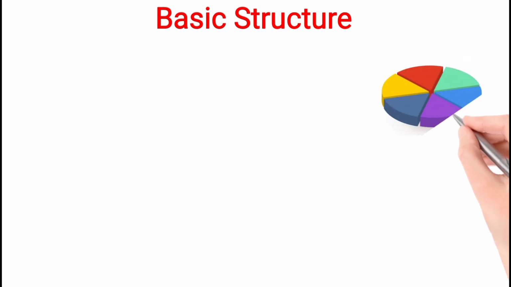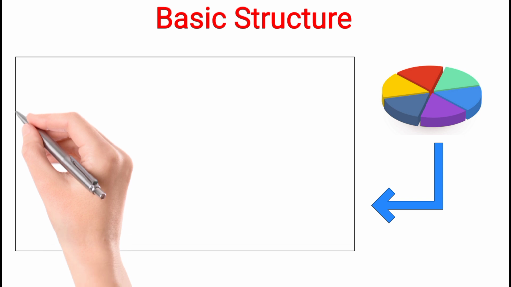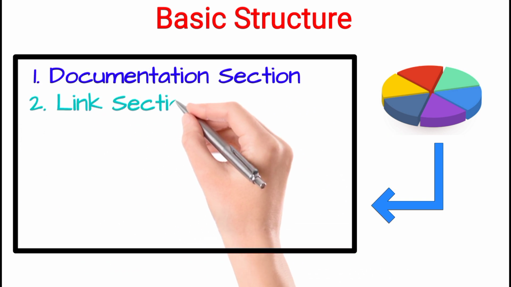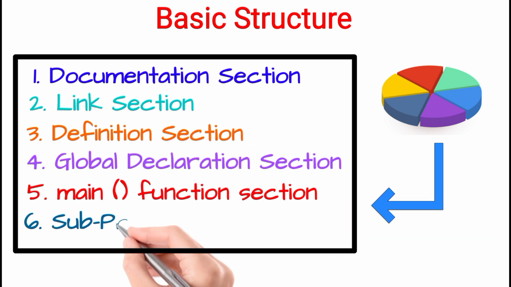Basic structure of C program contains a few sections. Those sections are documentation section, link section, definition section, global declaration section, main function section, and subprogram section. I'm gonna give you a brief introduction of each of them.